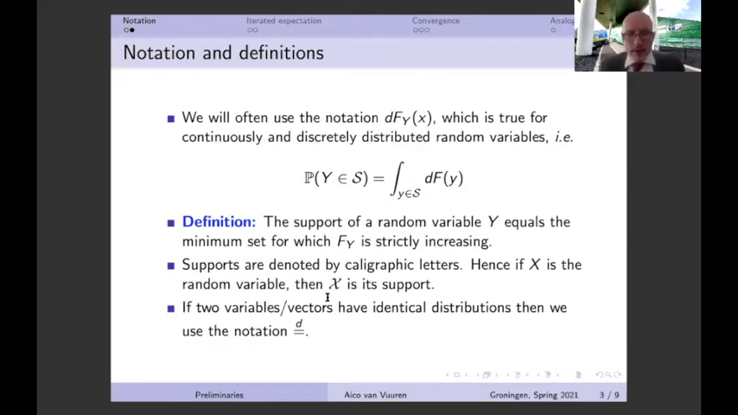Well, then finally, and this is again just notation, it could of course be possible that you have two different random variables, for example, Y and X, and that even though they're different from each other in terms of outcome, they could have exactly the same distributions. But now we are going to use the following notations. If two random variables or vectors have exactly the same distributions, then we're going to say that they're equal in distribution, and we're going to use this notation over here. It's simply an =, with a d above it.